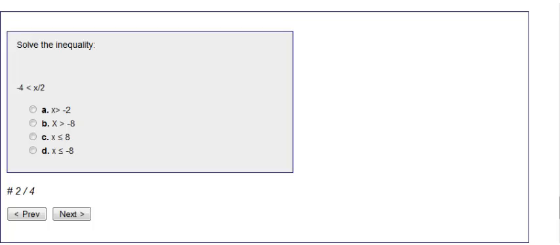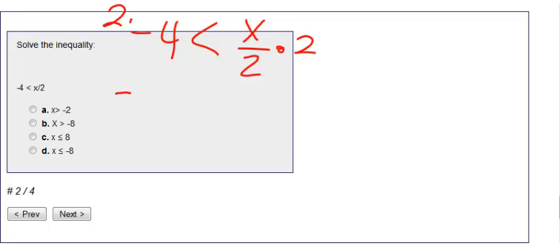Have negative 4 is less than x over 2. So what I need to do is get my x by itself. So for me to get rid of this 2, it's divided by 2. I'm going to multiply both sides by 2. So I get negative 8 is less than x.